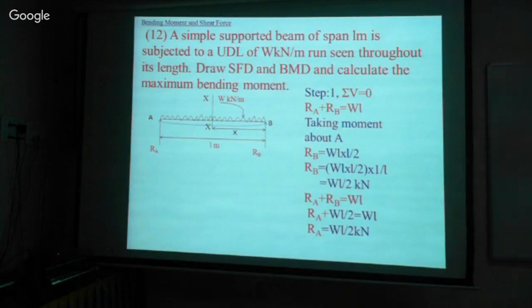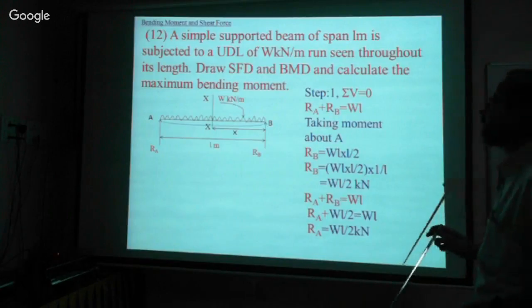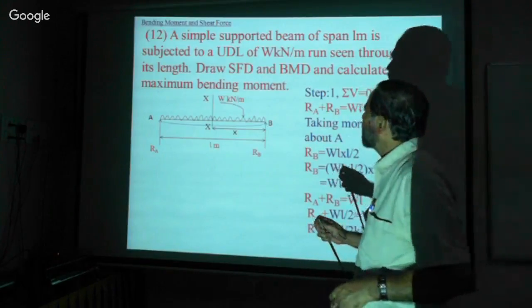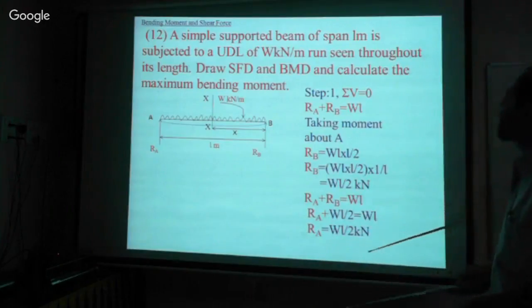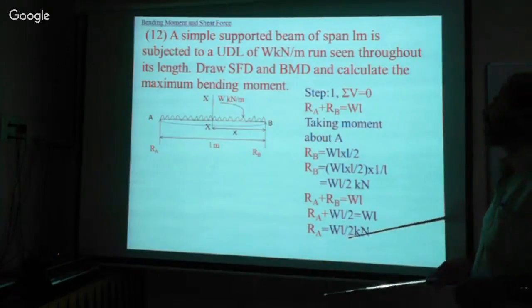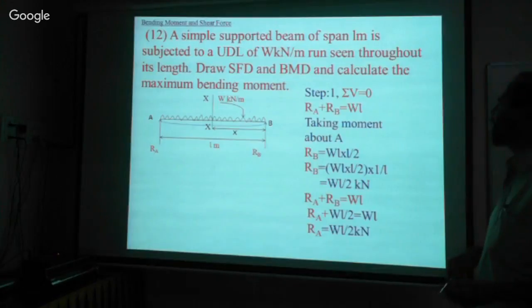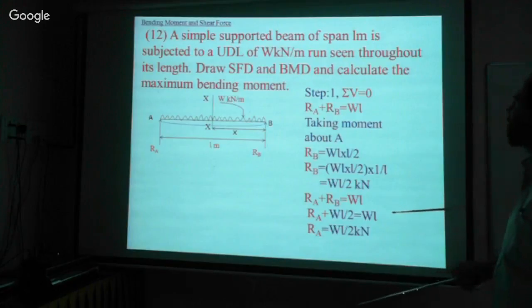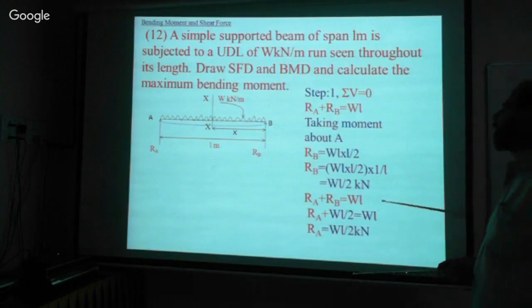Okay. Now let us discuss one more problem. A simply supported beam of span L meter is subjected to a UDL of W kilonewton per meter run throughout its length. Draw SFD and BMD and calculate the maximum bending moment.